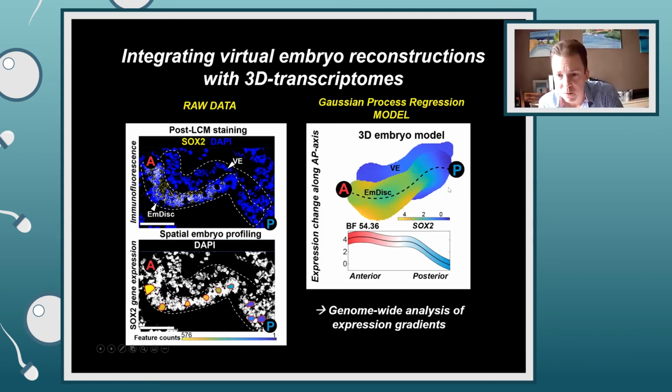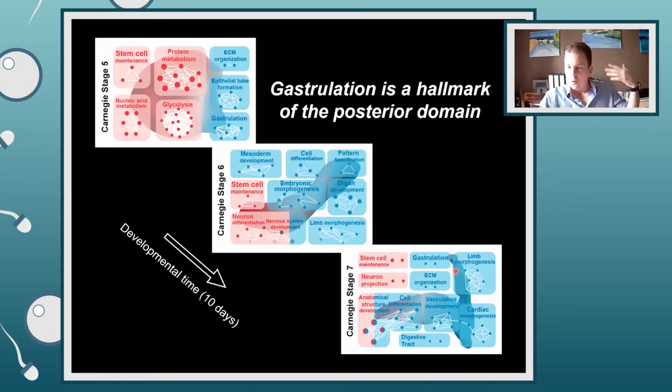This is an example here for SOX2. So this is the embryonic disc here. And we can see if we slice through this embryonic disc, we get a solid expression gradient. When we do this now globally, when we ask, so what are all the genes on the anterior side? What are all the genes on the posterior side?